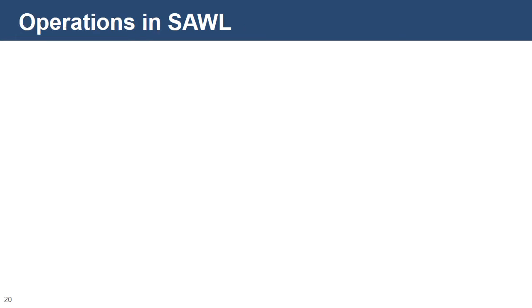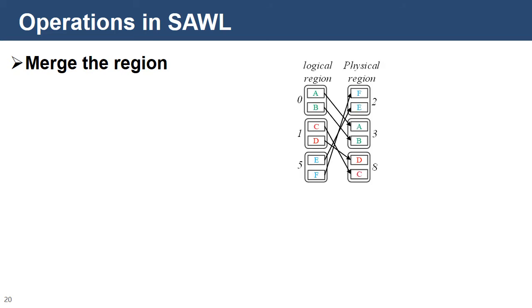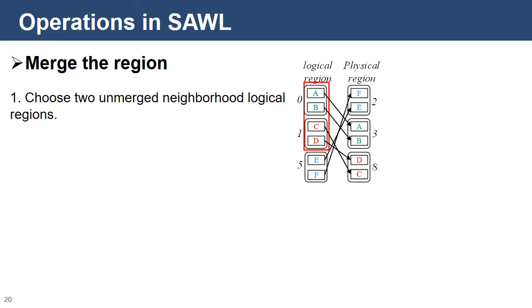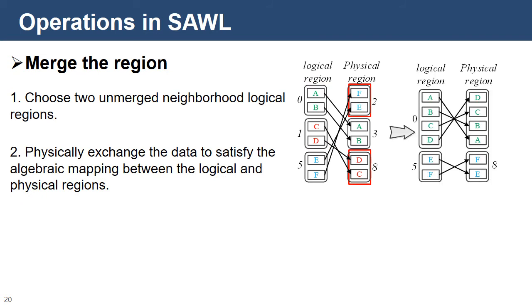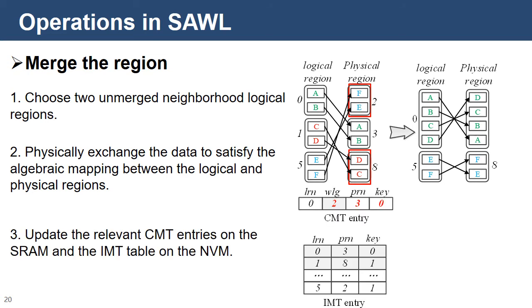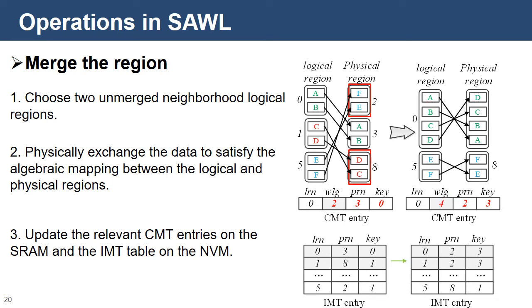We next introduce the operations in SAWL. We merge two regions into one region to increase the wear-leveling granularity. Also, we split one large region into two regions to decrease the granularity. When merging regions, we first choose two unmerged neighboring logical regions. Then, we exchange the physical data to satisfy the algebraic mapping. Merging regions needs physically moved data. Finally, we update the relevant CMT entries on the SRAM and the IMT table on the NVM. Thus, the system can access the data according to the new entry.